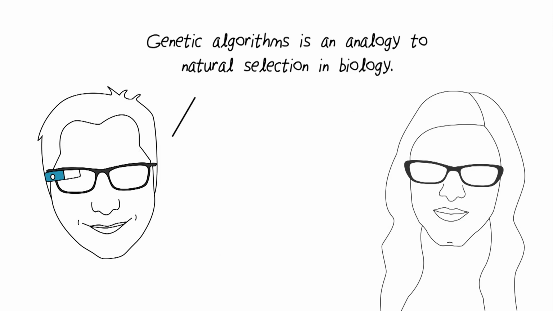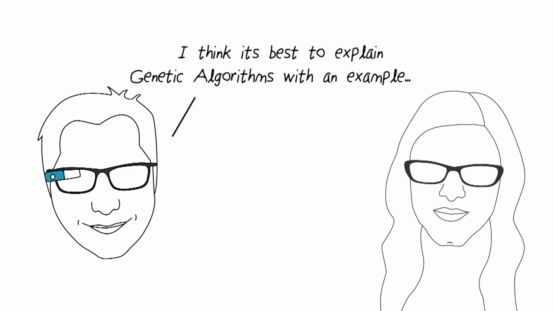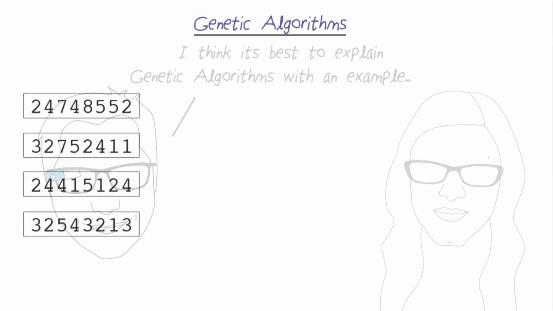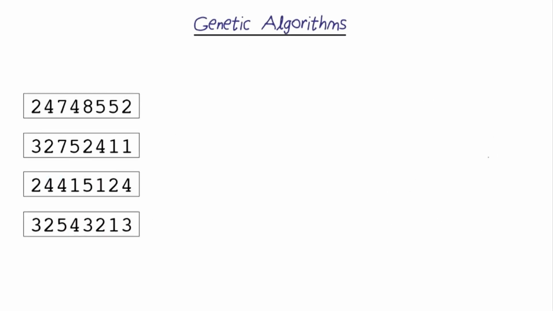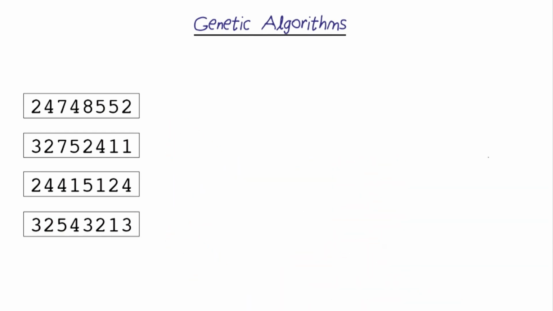Genetic algorithms is an analogy to natural selection in biology. It uses breeding and mutation to find the optimal answer to a problem. I think it's best to explain genetic algorithms with an example. Okay, then let's work on the 8 queens problem. To get things started, let's choose 4 random boards. These 4 boards represent our gene pool, and we're going to try and breed better boards by combining them in different patterns.